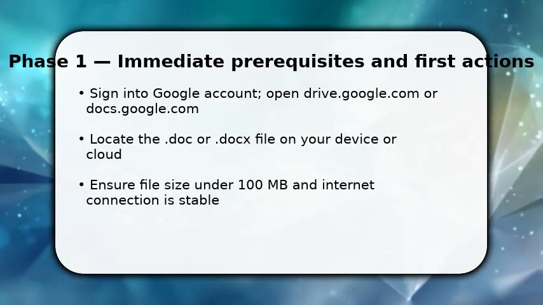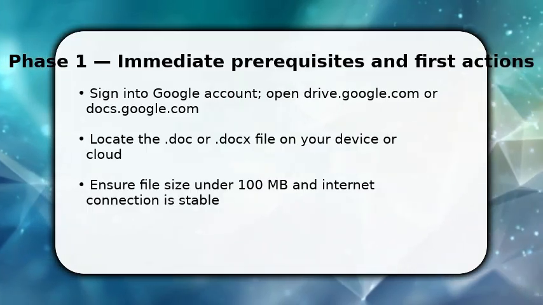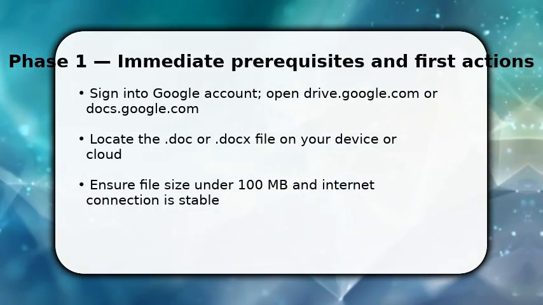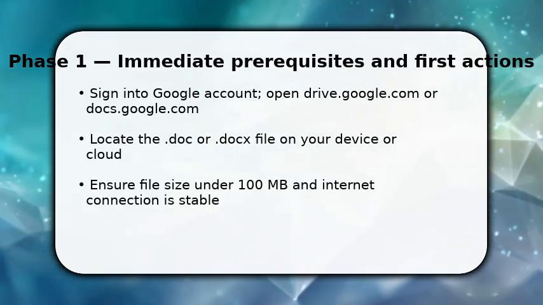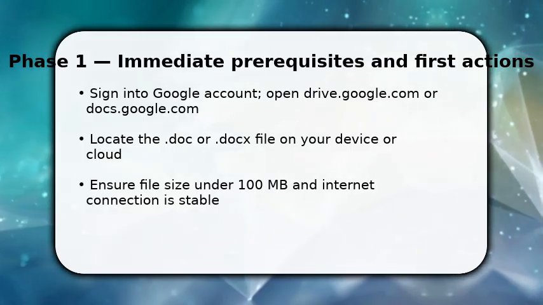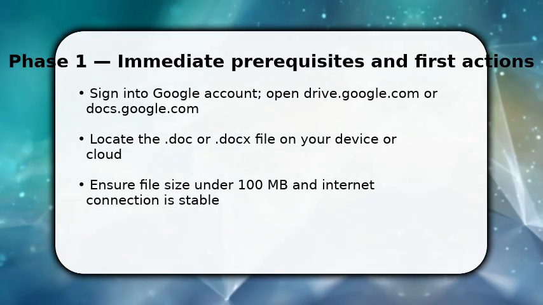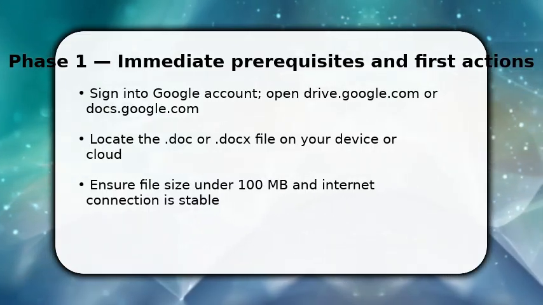You start by signing into your Google account and opening Google Drive or Docs. Next, locate the Word doc or docx file on your computer or connected cloud. Make sure the file is under typical upload limits and your internet is stable. Interruptions cause corruption. Once ready, click New in Drive, then File Upload, and select the Word document.